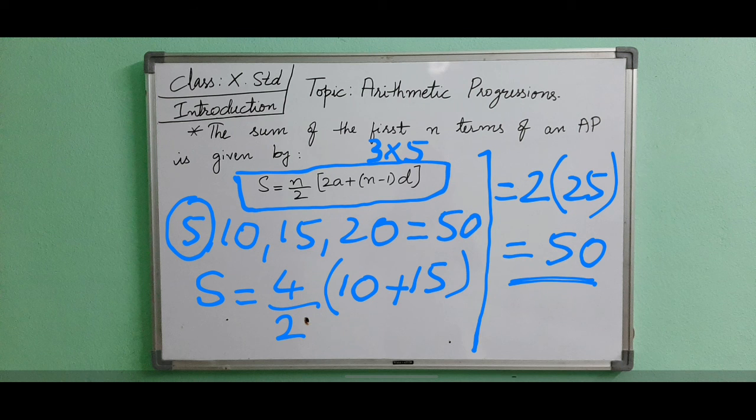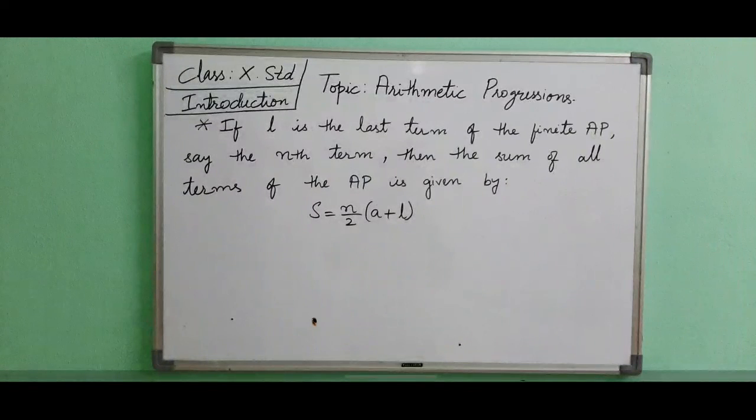So what we can say is, if the terms are in AP, we can find the sum of the given numbers by using the formula S equals n by 2, into 2a plus (n minus 1) into d. This is one more concept we are using. Further, now we will go for the next concept.